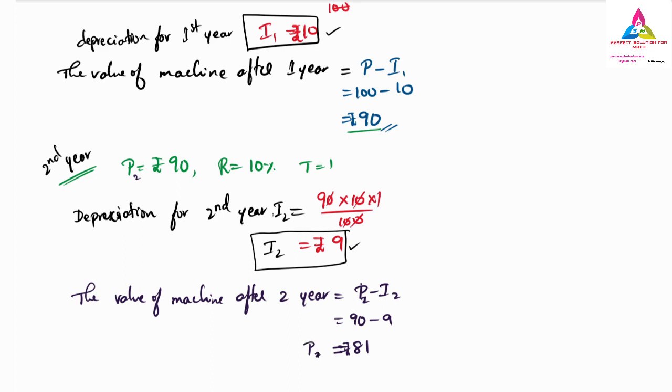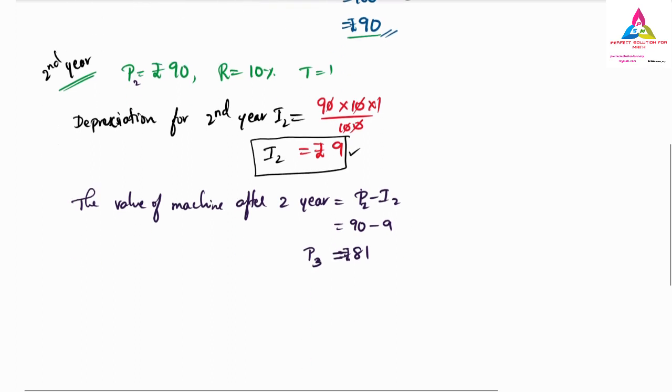Sorry, it has become P3 now, because we have to consider the third year. So it is like an amount, so we can take this as P3. Okay, for the next year it will become P3, third year now. This 81 rupees will become the P3.